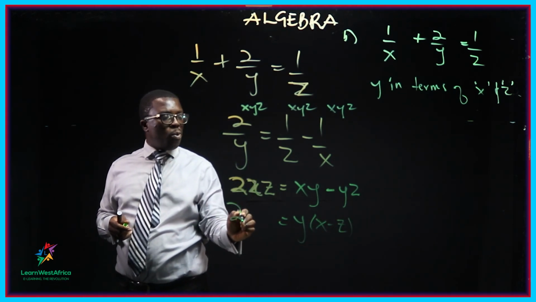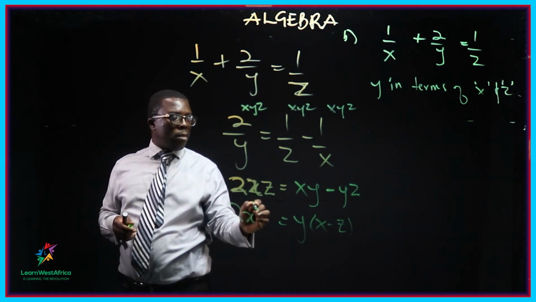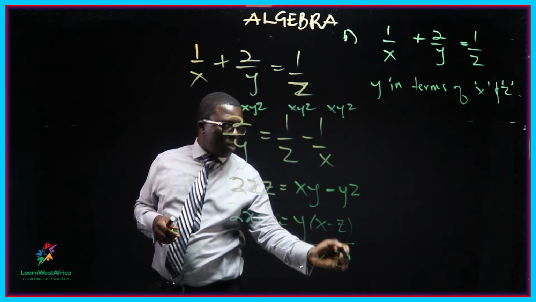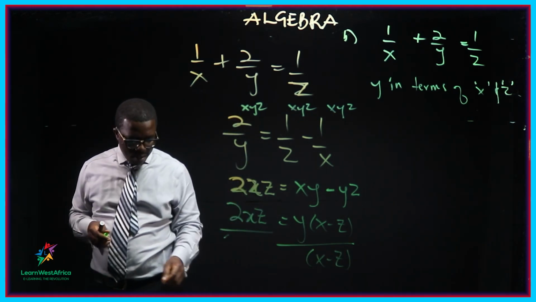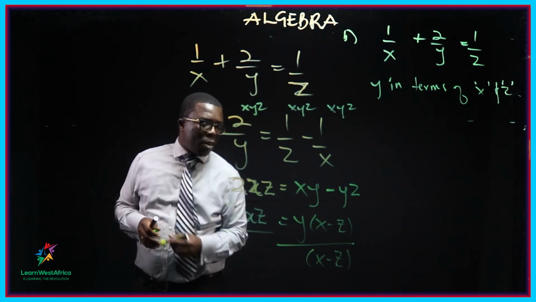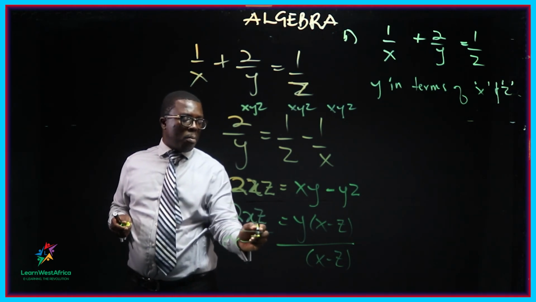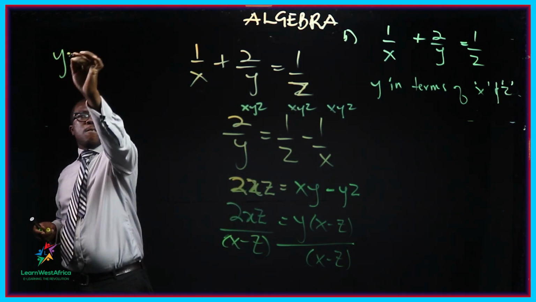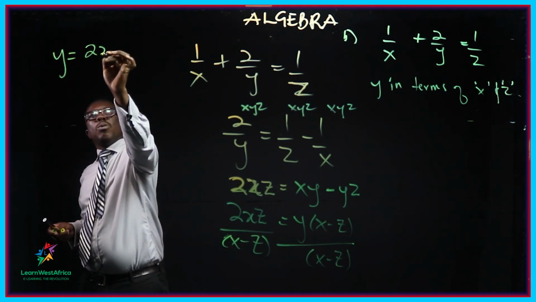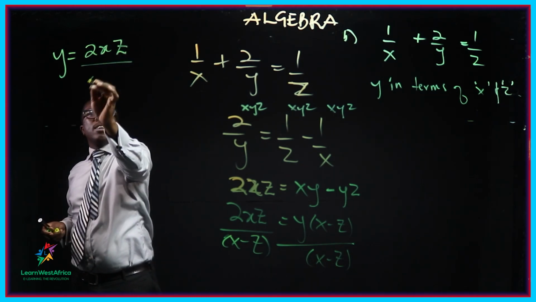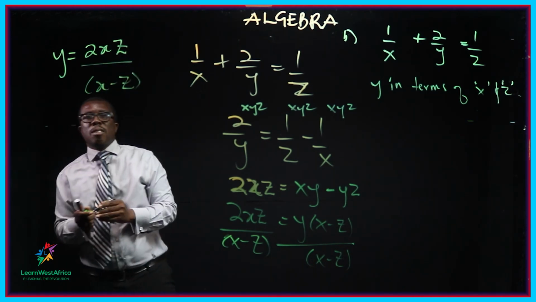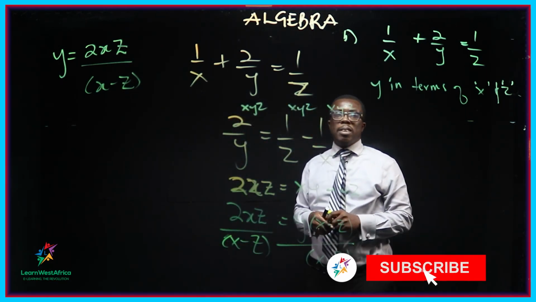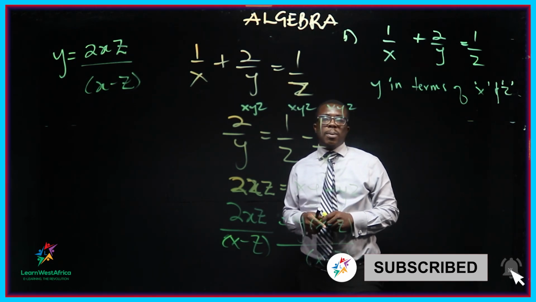Now we have 2xz. So you divide here by x minus z, and divide the other side also by x minus z. What happens? Y will be equal to 2xz all over x minus z. So that's how you make y the subject of the relation. That is question 1b.